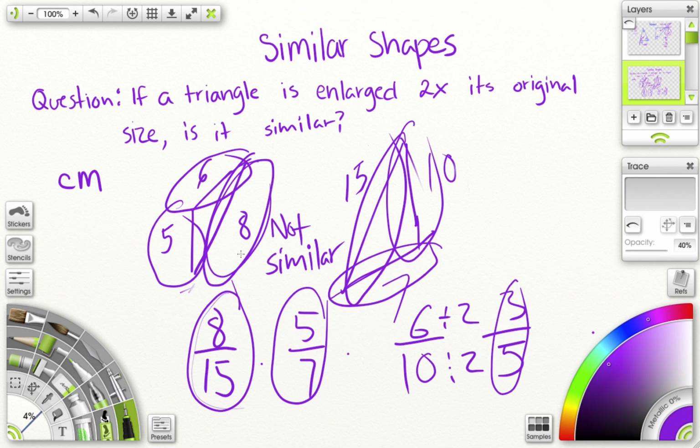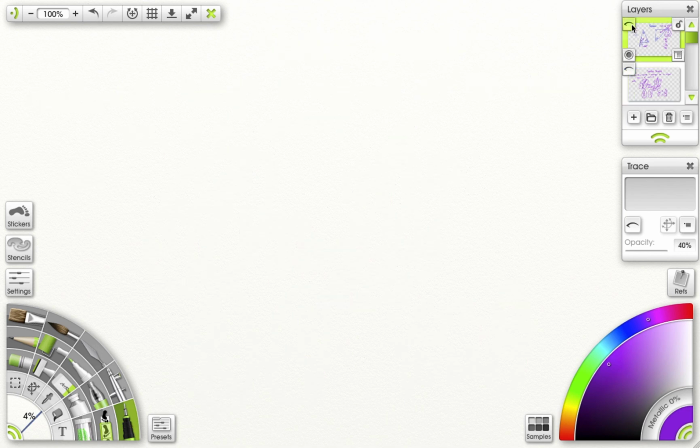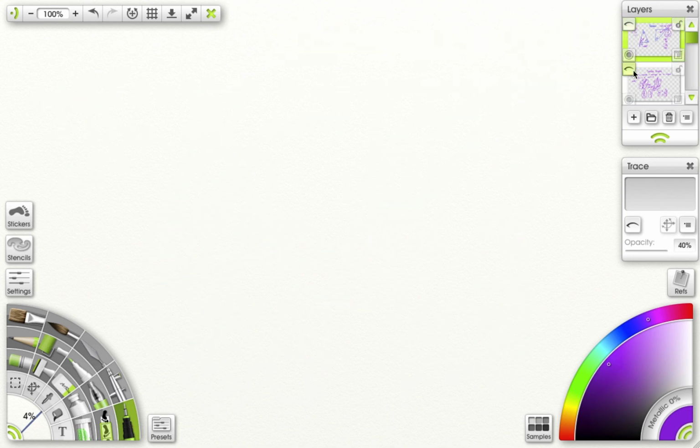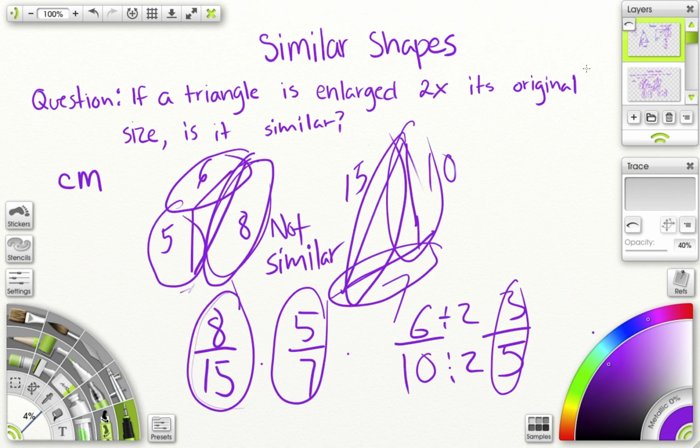All right, so that's it for today. You are going to have a couple more questions based off of finding the missing angles like we did here. And then you're going to have a sheet that basically just tells you, are these two triangles similar or not similar? And that's it. You just label if they're similar or not similar.